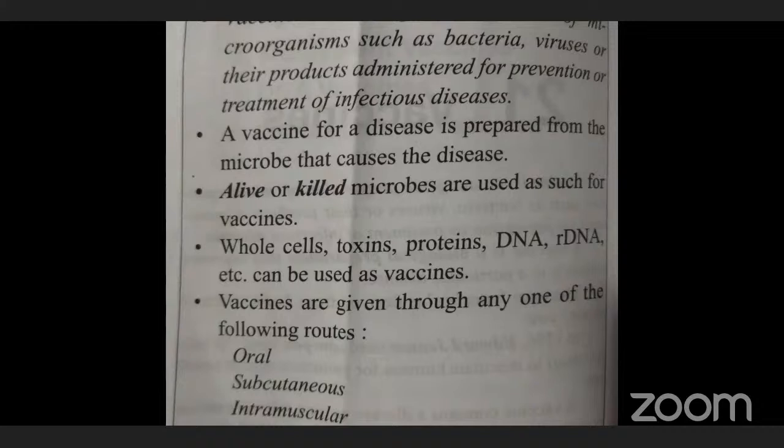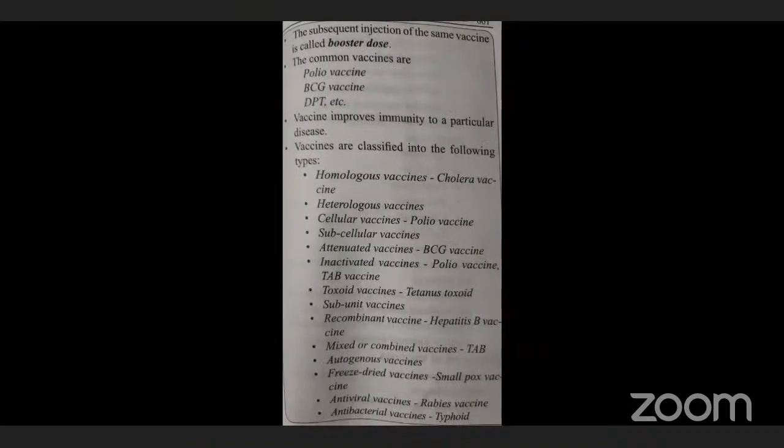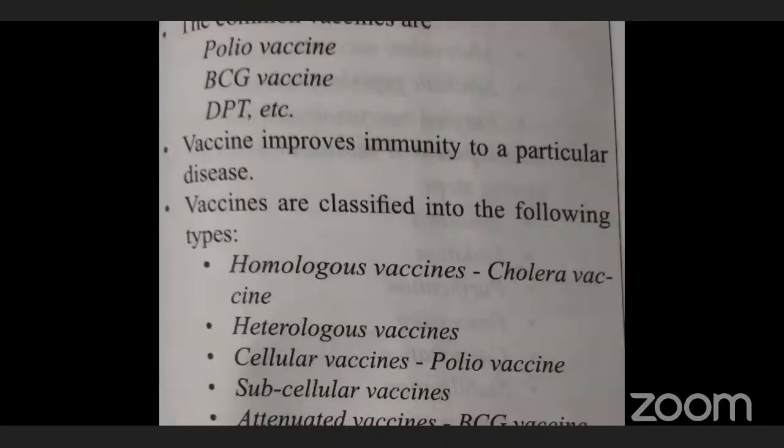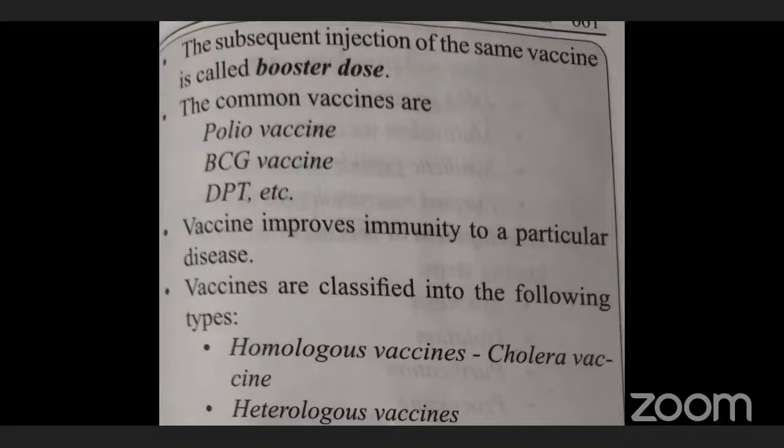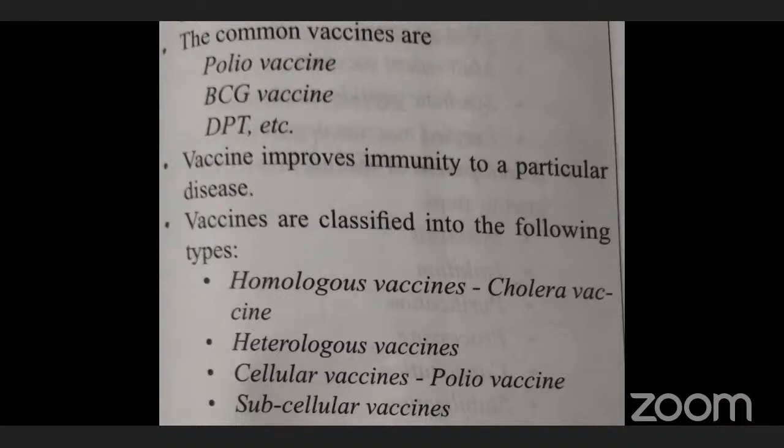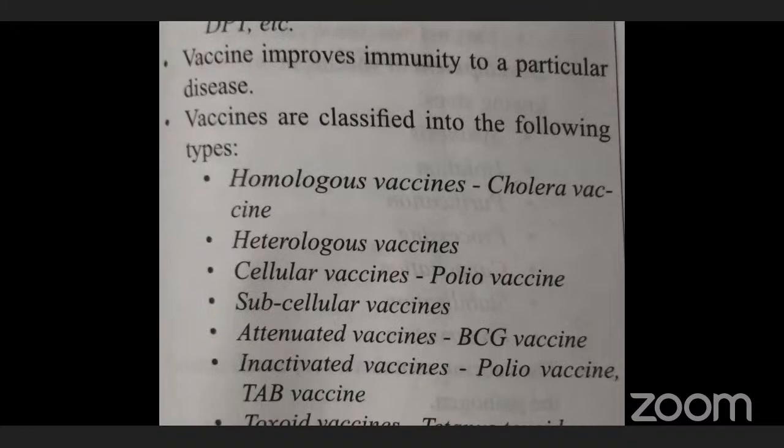The types of vaccine preparation we already discussed. The common vaccines are the polio vaccine, BCG vaccine, DPT vaccines, which are used to improve immunity and so on. Vaccines are used to prevent diseases or to cure infectious diseases. There are homologous vaccines, heterologous vaccines, subcellular vaccines, inactivated vaccines, etc. Those are some important types of vaccines.